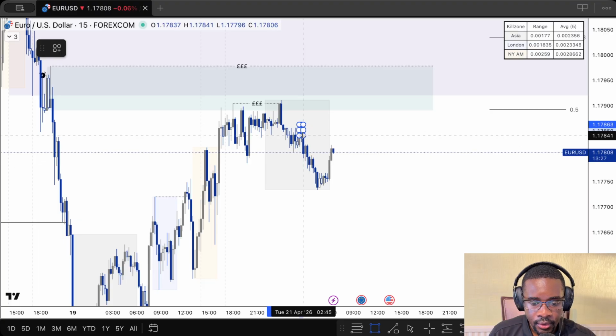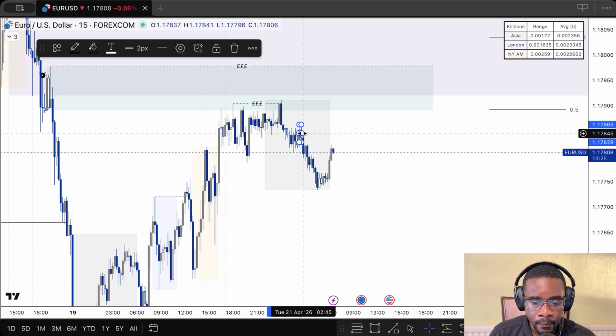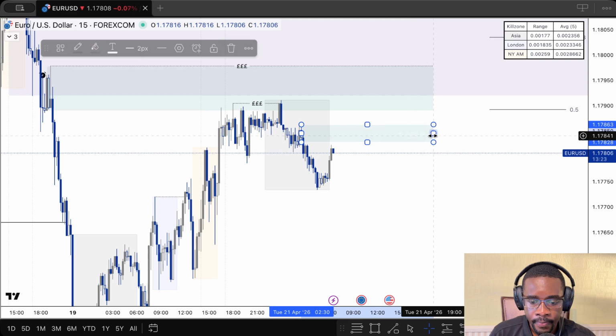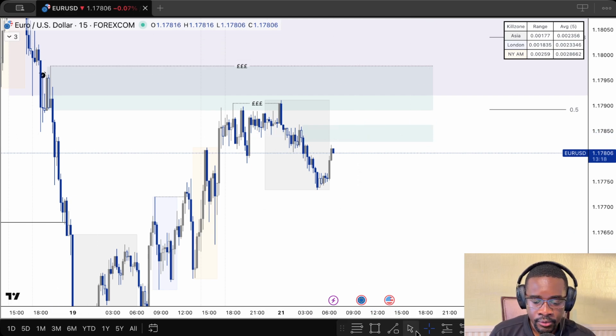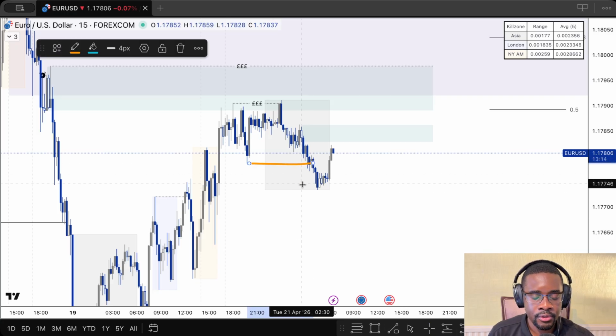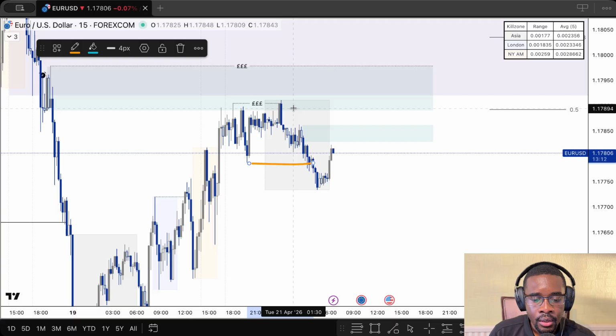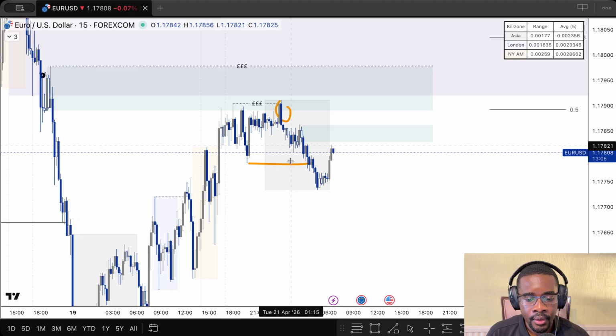Now we could say this area, we've had a strong, that's the area that made this break. Okay, the structure break. Okay, this is the extreme. This is the decisional that made the structure break. Okay.